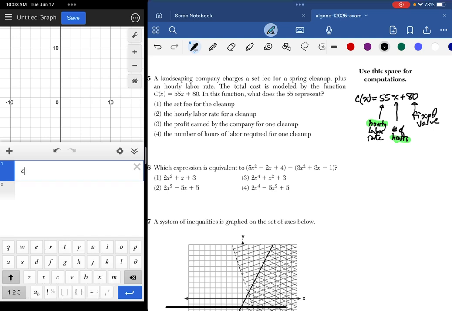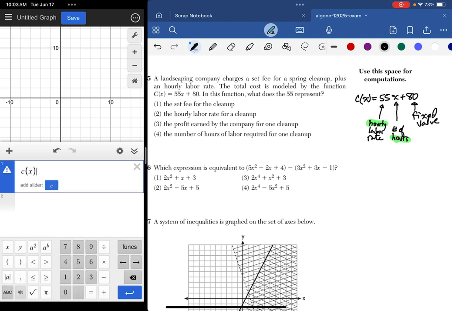So I can put it into my calculator. I know this is beyond what they're asking, but I just thought it would be a good idea to show you how you can evaluate in your Desmos calculator.